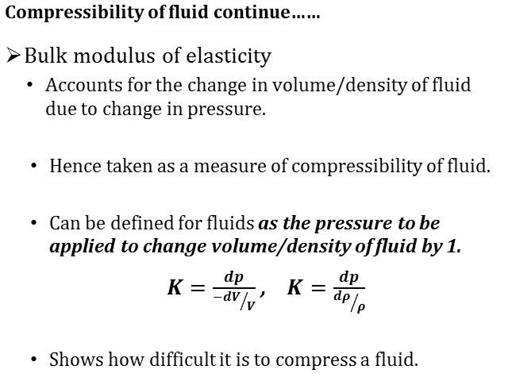In order to define bulk modulus of elasticity, we can set the denominator value, that is the volumetric strain, equal to 1. Then we see that the bulk modulus of elasticity is equal to change in pressure. From this, we can define bulk modulus of elasticity as the pressure that has to be applied to a fluid in order to change the volume or density of the fluid by 1%. This value shows how difficult it is to compress a fluid.